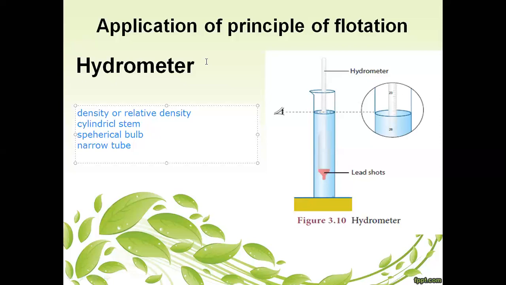So the hydrometer is an instrument used to measure the density or relative density of a liquid medium. The hydrometer is based on the principle of flotation. That is, the weight of the liquid displaced by the immersed portion of the hydrometer is equal to the weight of the hydrometer.